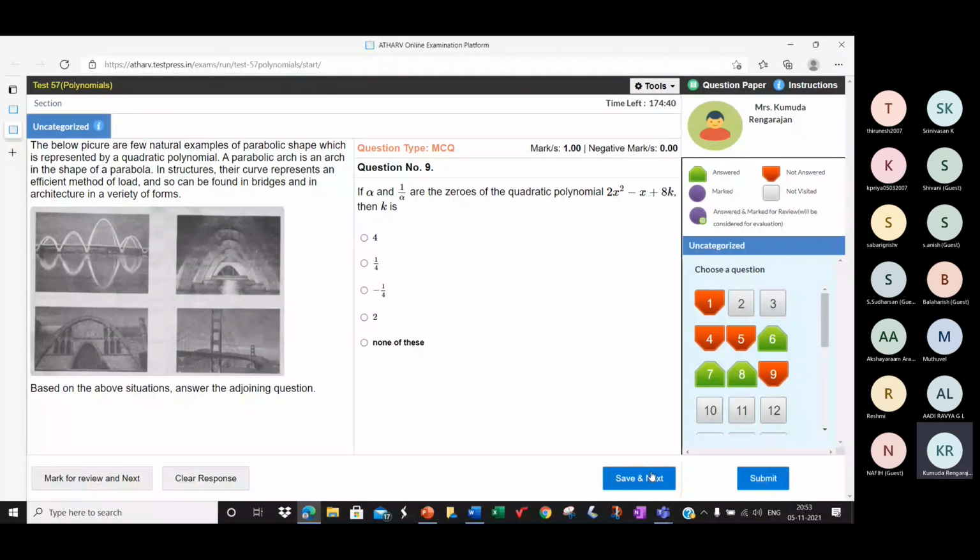Children, if alpha and 1 by alpha are the zeros of the quadratic polynomial, then the value of k is... Yes, 2 more subdivisions and we'll wind up. We have 5 in all. 1 more after this and we'll wind up the session. K is 1 by 4.